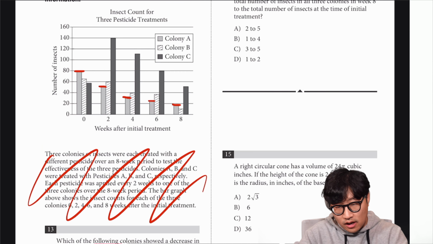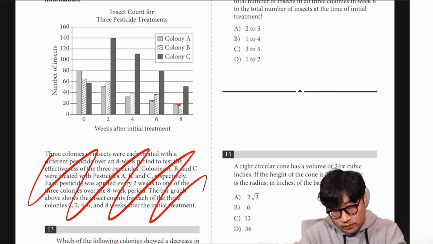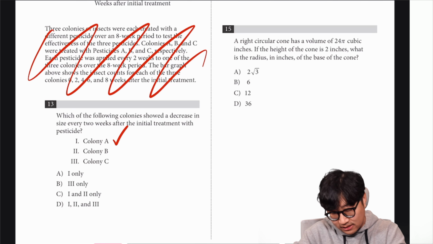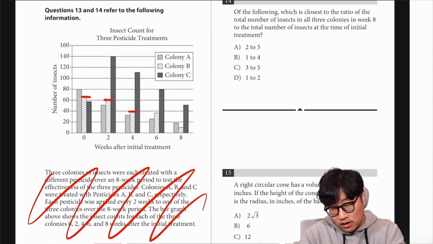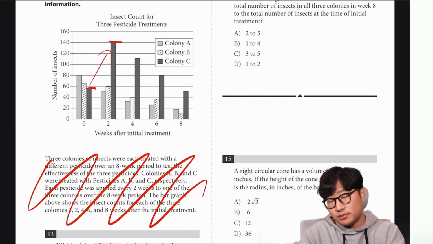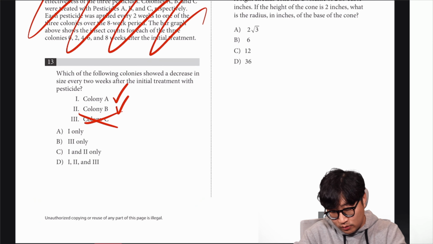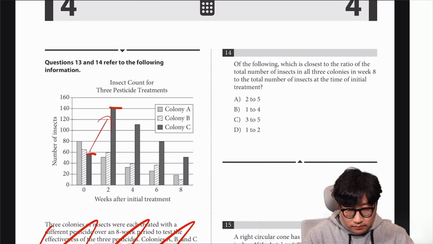So that's cool. How about colony B? So I'm going to take this away. Colony B. Start right there. Yep, that's a decrease. Yep, that's a decrease. Yep, that's a decrease. Yep, that's a decrease. That's cool too. So colony B is cool too. How about colony C? Yeah, start right there. They already went up. So that's a no-no. So only A and B, which is answer choice C. 1 and 2 only.